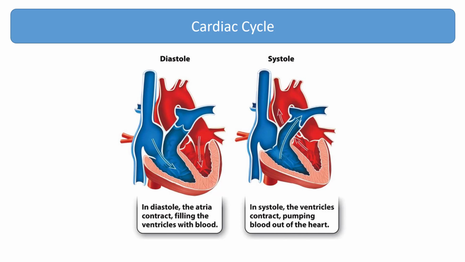For the heart to function effectively as a pump, the cardiac muscle cells that make up the walls of the atria and ventricles must contract in a coordinated fashion. Atrial muscle cells must contract in synchrony during diastole to fill the ventricles, and ventricular muscle cells must contract in synchrony during systole to eject the blood from the heart.